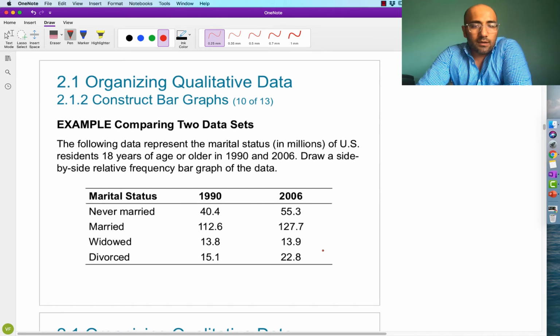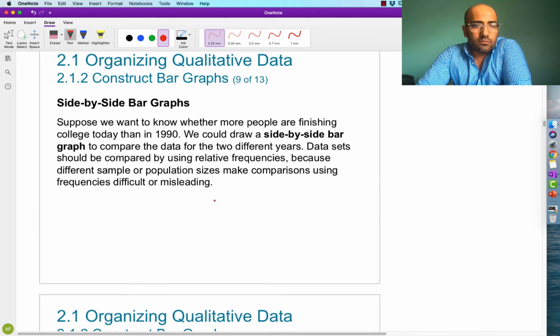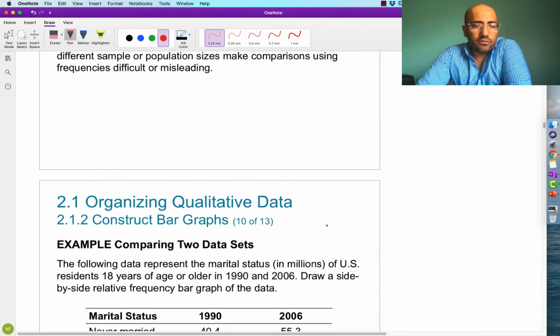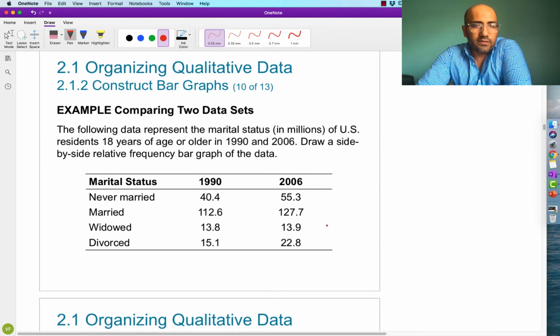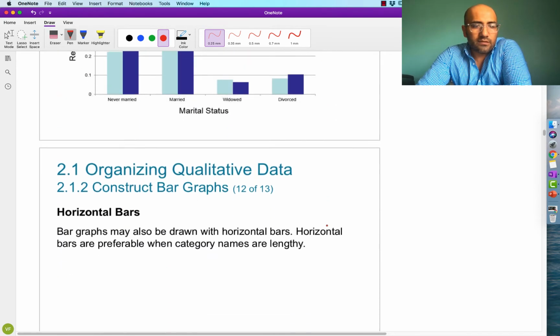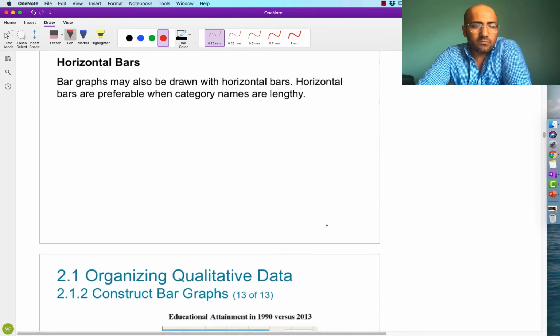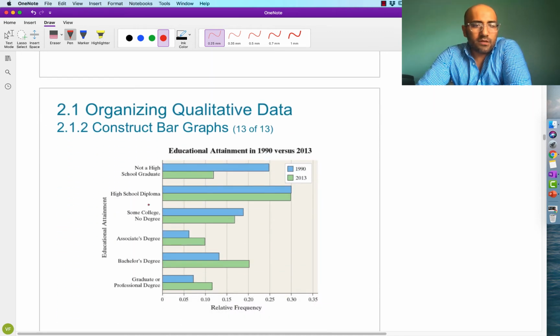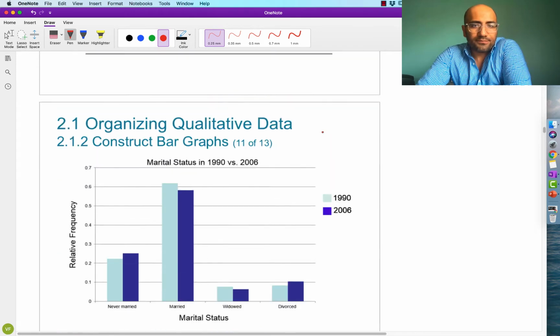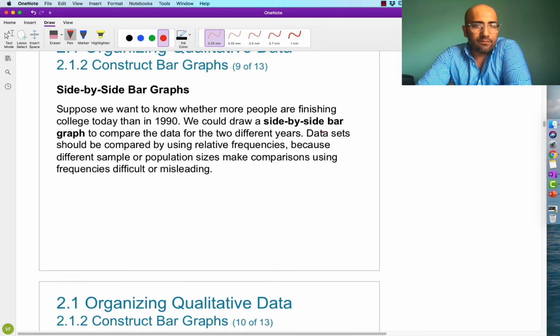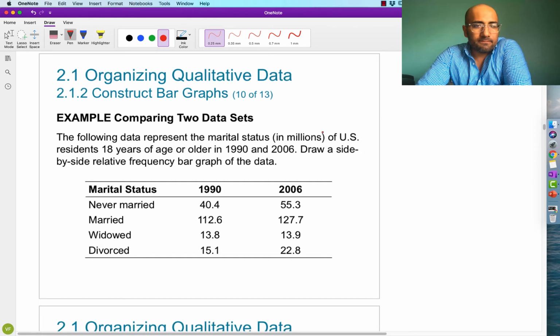Okay, so here is a table with the results we want. So, whoa. We're looking at comparing 2 data sets, finishing college. Marital status. What happened to the college? College is over here. Okay, so different example. We'll come back to the college one.